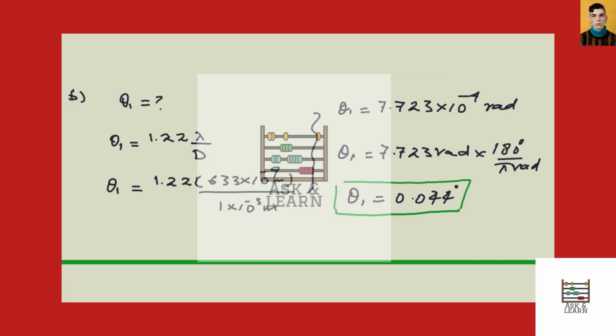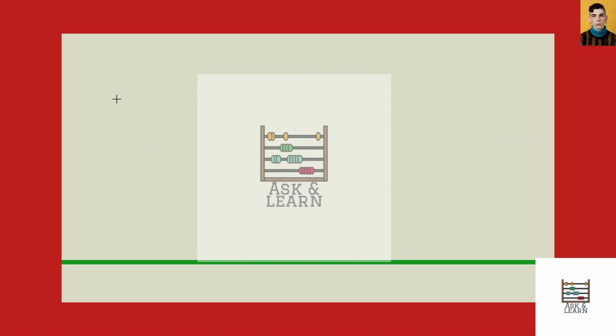Now in part C of this problem, we are going to calculate the diameter of the beam, that is omega. Now in order to calculate this diameter, let's write the formula for the width of the central maximum, that is equal to the diameter of the beam. So we can write omega equals 2.44 lambda L divided by d.